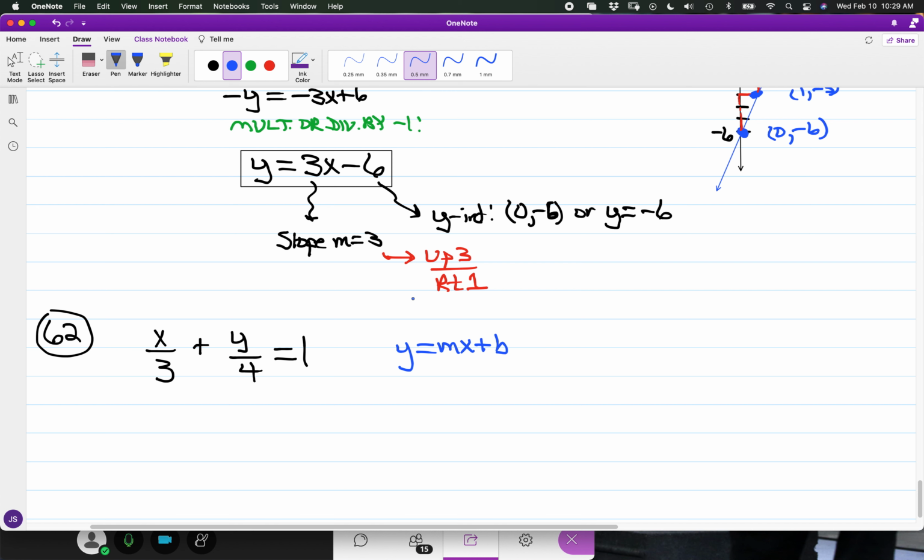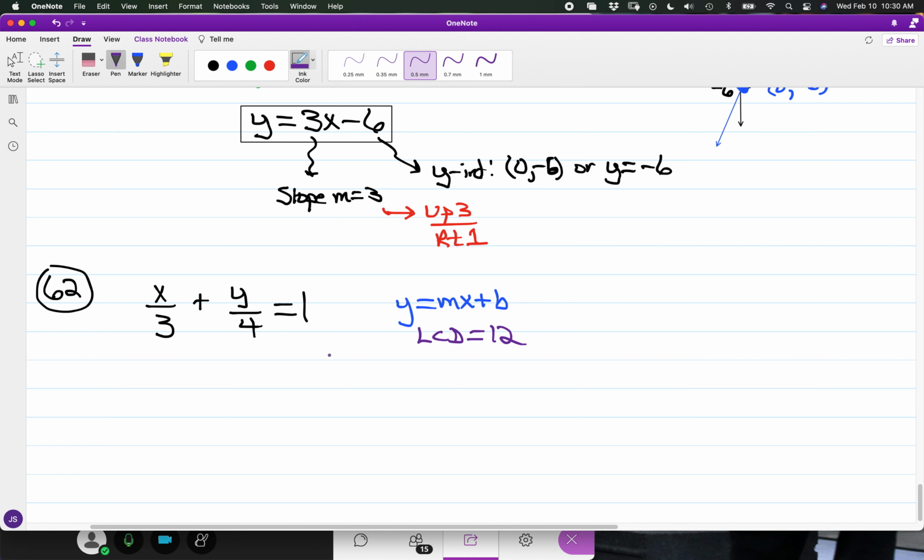What I can do is get out of the fraction mode, and here the least common denominator is the smallest value that both 3 and 4 will go into, so that is going to be 12. And we have looking at distributing 12 over these terms.